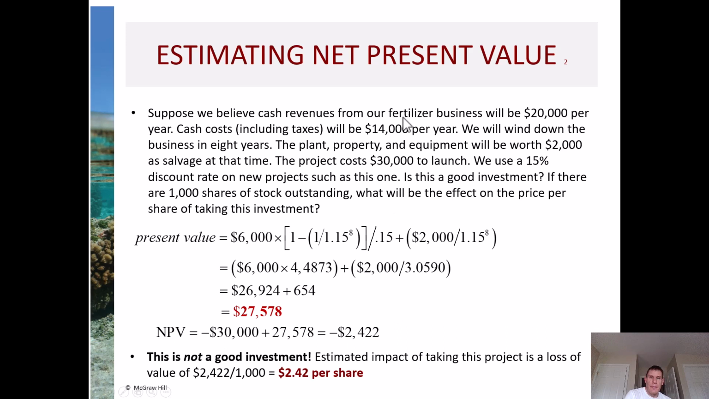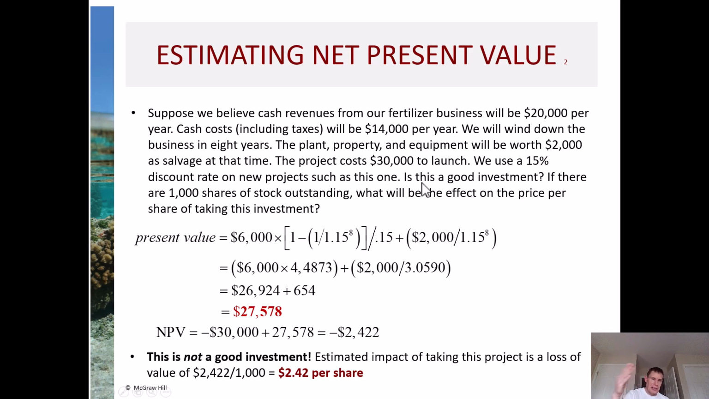So the present value, as always, we're just going to use a formula. We're going to plug in our numbers. We got the 6,000, which is the difference between the 20,000 and the 14, times 1 minus 1 over, again, we're doing the reciprocal, 1.15, which is the interest rate or the discount rate, to the power of 8, because they said 8 years. If we simplify all that out, what do we get? We get 27,578.